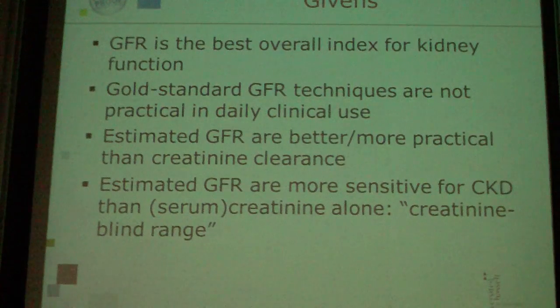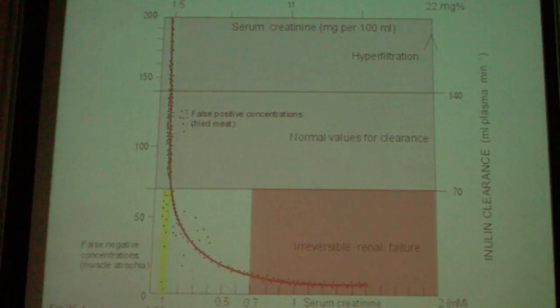But that's not always the case, because there's something like the creatinine blind range. That's a very important issue that we will go into in this slide. What you see here is the serum creatinine as a function of the inulin clearance. This one you have to look at. What you see with a lower clearance is the function of the glomerulus.